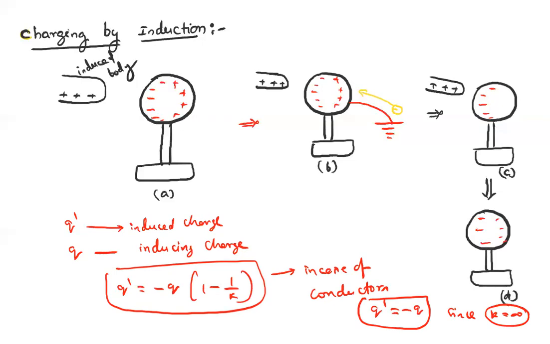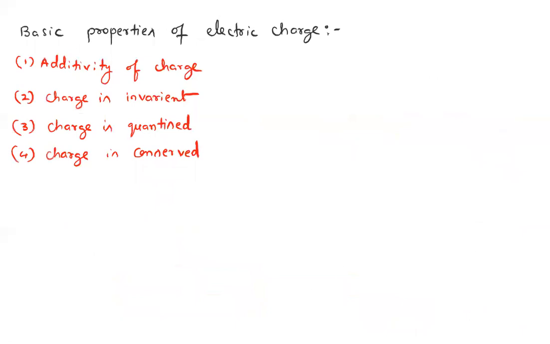Next topic is basic properties of electric charges. What are the different basic properties of electric charges? First one is additivity of charge. What is meant by additivity of charge?